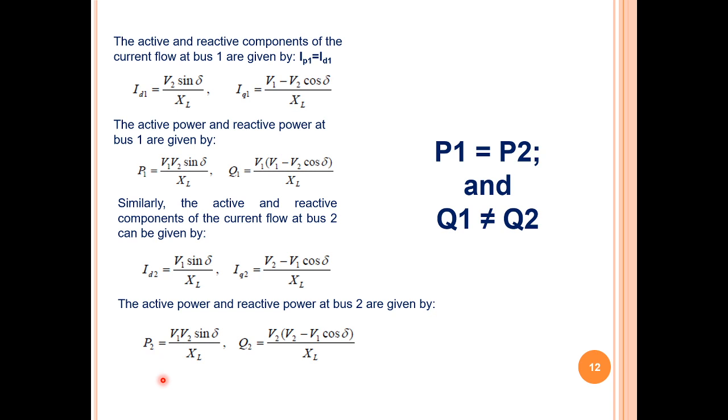P1 value and P2 value, is there any variation? No, these two are the same. Active power doesn't change when I change the values of delta. Reactive power components are different. Observe this particular thing. In dynamic stability considerations, reactive powers are different, active powers are the same at buses 1 and 2. This is the final conclusion for dynamic stability considerations.